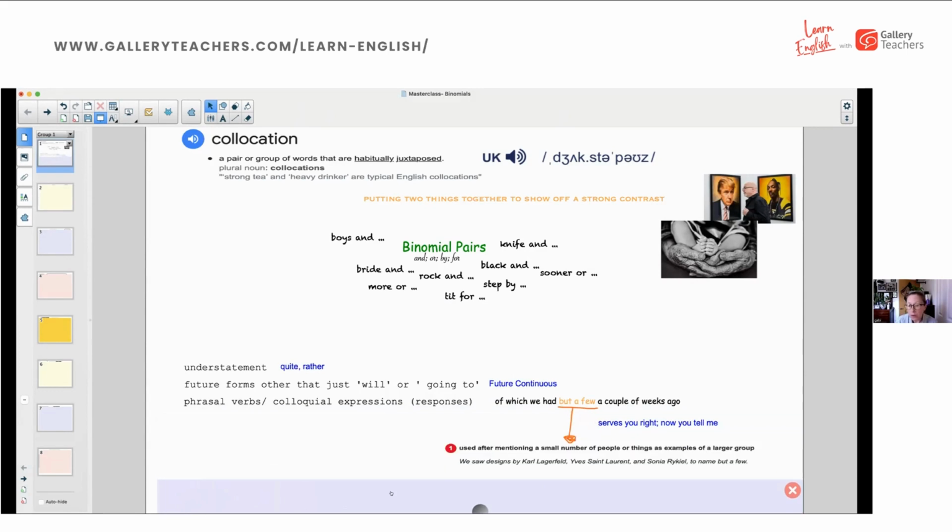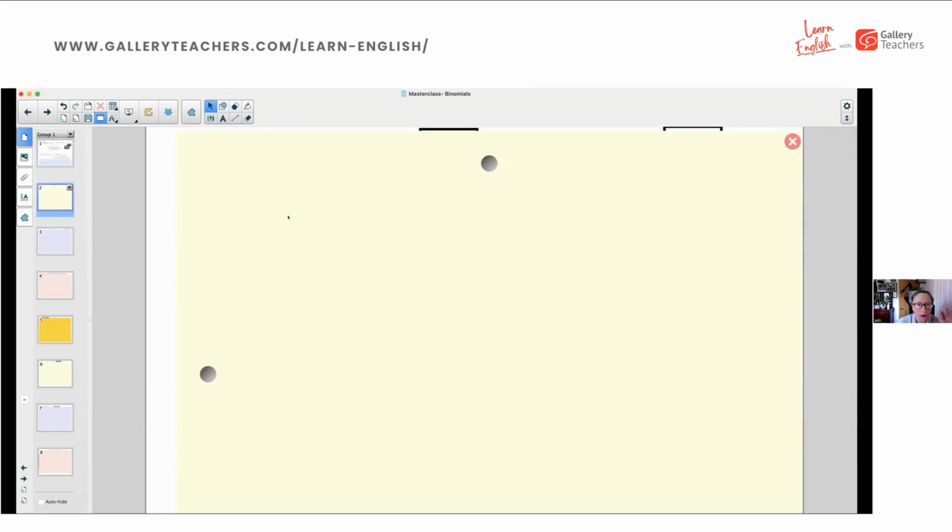So all this amounts to how fluent you are in English. So if you are comfortable with understatement, if you're comfortable with future continuous, if you're comfortable, not countable, with binomial pairs, it means you are on your way to fluency. So without further ado, okay, let's look at the first slide.